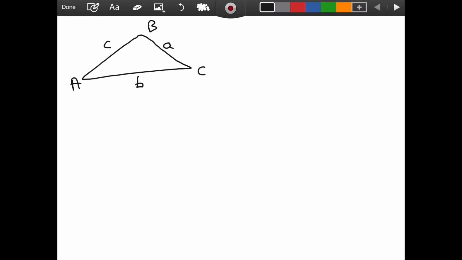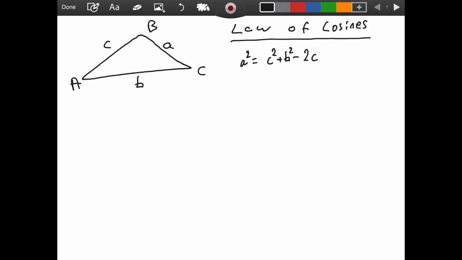Here, the lowercase letters represent the lengths of the sides and the uppercase letters represent the measures of the angles. So, the law of cosines states that, which is, as I said, our goal to prove, if you are interested in, for example, finding a squared, then you simply do c squared plus b squared minus 2cb cosine of A. Alright, this is what the law tells us.